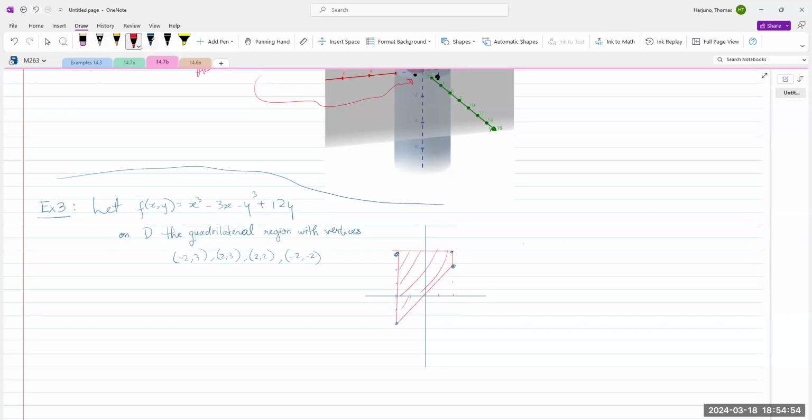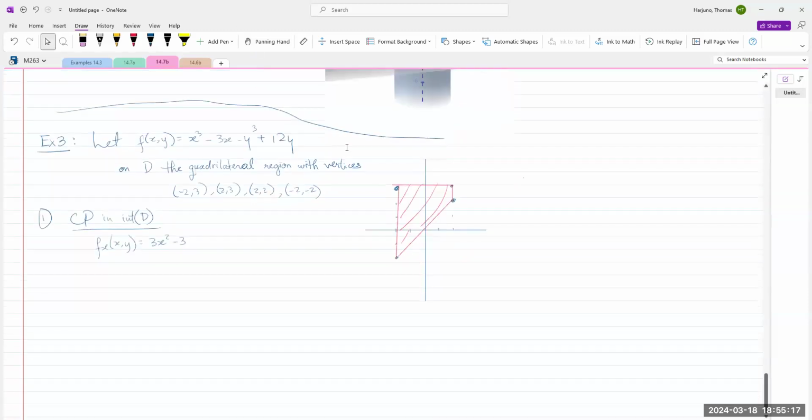Okay, let's do the critical points in the interior of region D. Taking the partial with respect to x, I get 3x squared minus 3. The thing is, this is a power of 3 in 3 dimensions, so I don't know what the graph looks like, to be honest with you. If I set this equal to 0, I get x squared equals 1, so x equals plus or minus 1. Now the partial derivative with respect to y gives negative 3y squared plus 12. Setting that equal to 0, I get y squared equals 4, so y equals plus or minus 2. So the critical points are 1, 2, negative 1, 2, 1, negative 2, negative 1, negative 2, right?